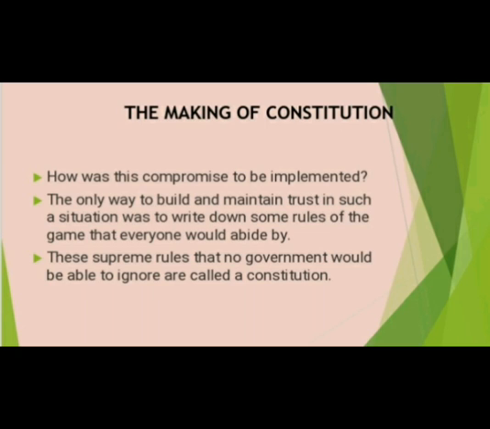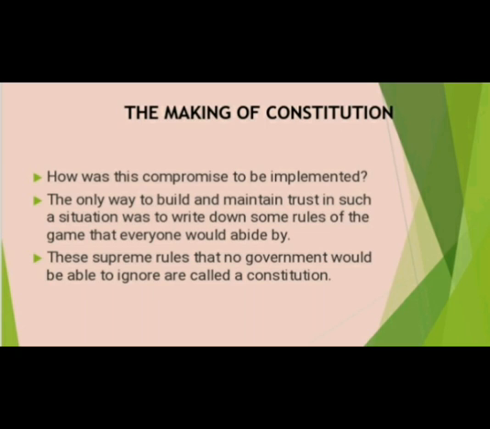How was this compromise going to be implemented? Even if they managed to trust each other, what was the guarantee that this trust will not be broken in future? The only way to build and maintain trust in such a situation is to write down some rules of the game that everyone would abide by. These rules lay down how the rulers are to be chosen in future. These rules also determine what the elected governments are empowered to do and what they cannot do. Finally, these rules decide the rights of the citizens.